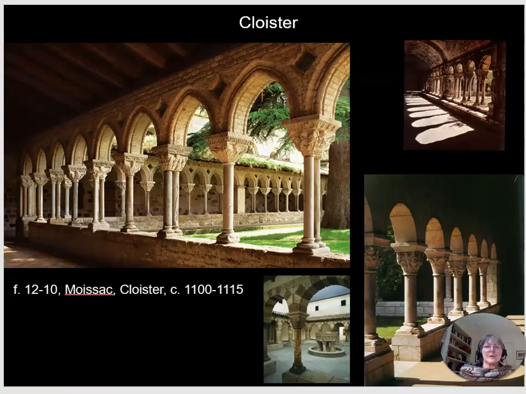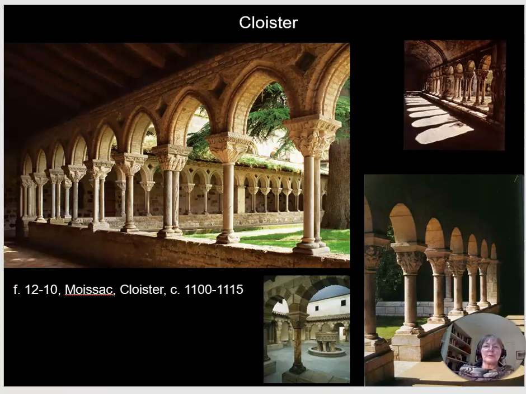I'd like to finish the Romanesque with a cloister, including 1210 in our textbook, the cloister from Moissac, the same church where we have that prophet that is carved in the center of the main doorway. A cloister is a vaulted walkway, usually four-sided, surrounding a garden that is open to the sky.